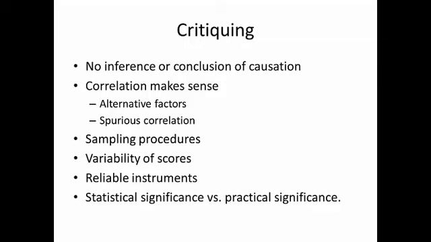Look at the sampling procedures that were used, in other words, where did they find their groups, and the variability of the scores. For good correlations, you want a real variety of scores so that you can see if there's really, really a trend there.